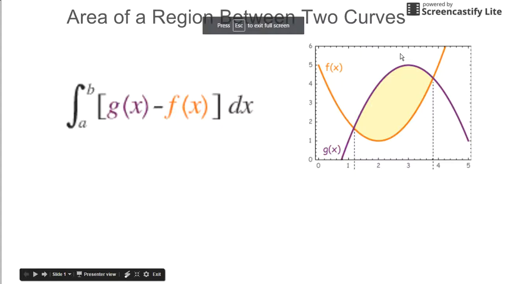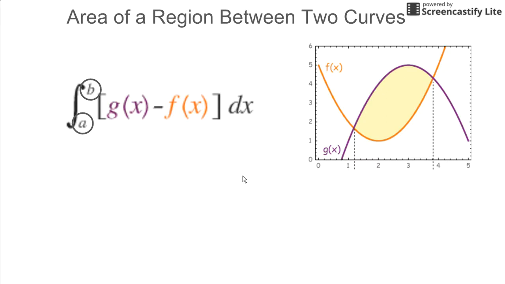Today we are going to be learning about how to find the area of a region bounded by two curves. This is the formula you will use to find the area of a region between two curves. A and B are the points that the region will be bounded from. A is the lower value point and B is the higher value point.